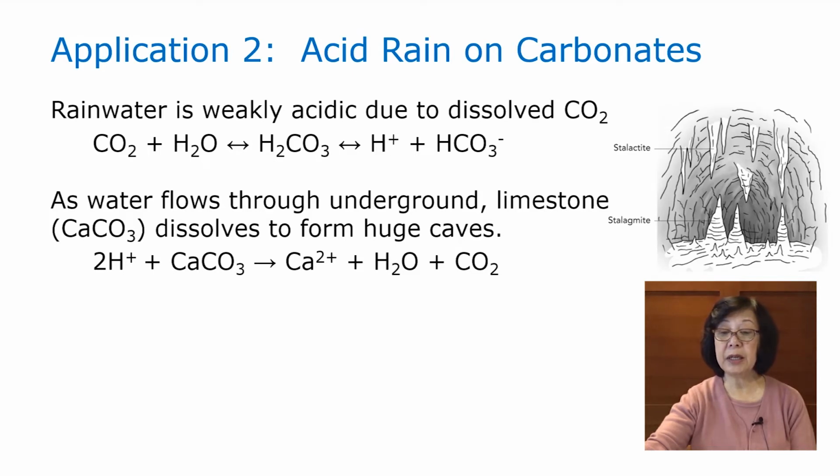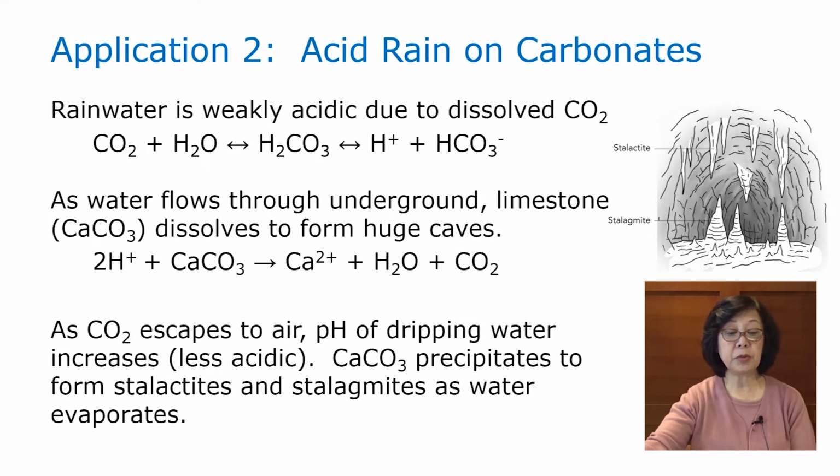So you can see these interesting structures are formed because when CO2 escapes to the air, the pH of the dripping water will increase. That means it's becoming less acidic. So the calcium carbonate will precipitate out to form these interesting structures when water evaporates in a cave.